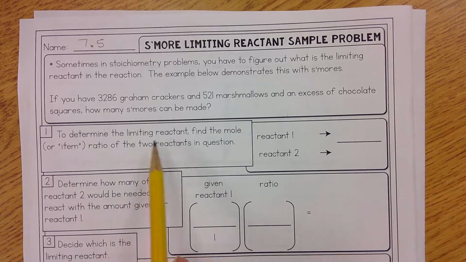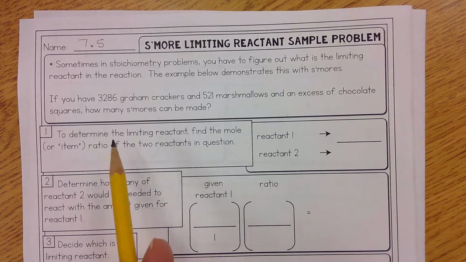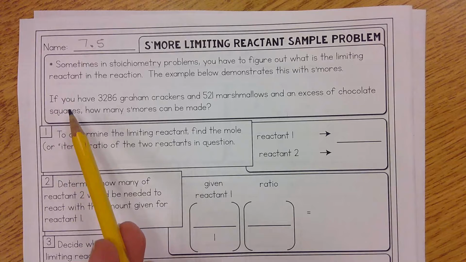Although we are first going to start out with an example with our graham crackers. If you remember from lesson 7.1, we started this whole concept of stoichiometry talking about s'mores and graham crackers. So we're going to continue on with that example.